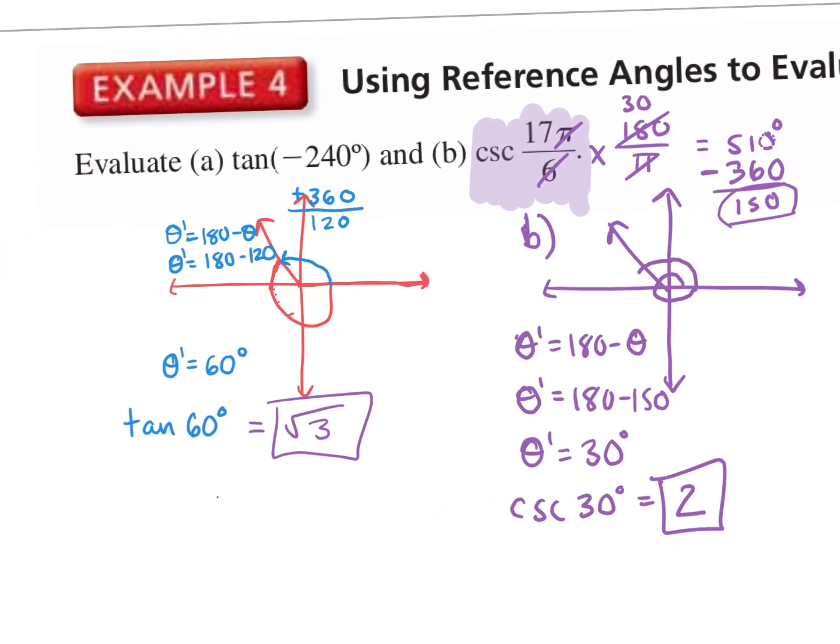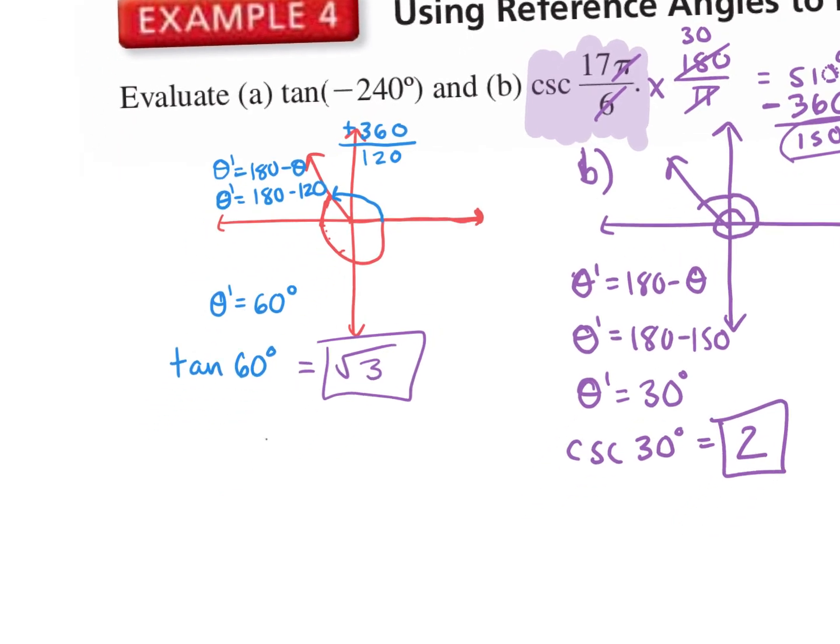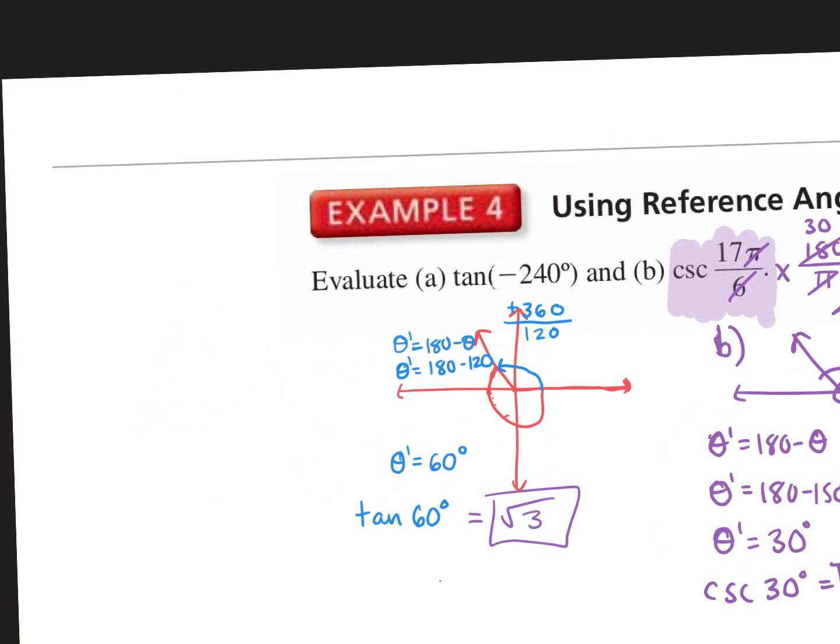So going back to example 4, I forgot "All Students Take Calculus," this little thing here. In our first quadrant, all of them are positive. In the second quadrant, sine and its reciprocal are positive. In our third quadrant, tangent and its reciprocal are positive. And in our fourth quadrant, cosine and its reciprocal are positive.